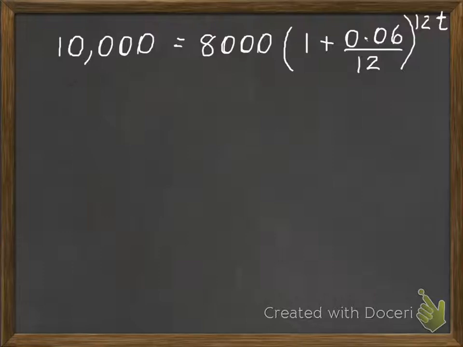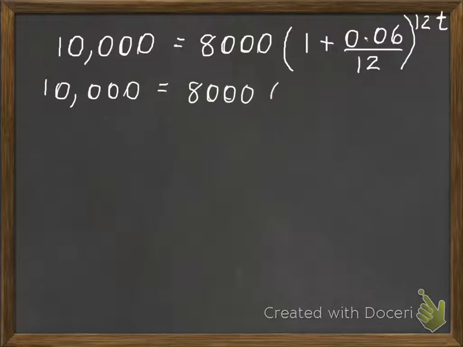First step is you want to simplify what's in parentheses. You want to simplify that base here, 1 plus 0.06 divided by 12. And when you compute that, you get 1.005. So I'm going to rewrite this equation with a simplified base. So that's 1.005 to the power of 12t.